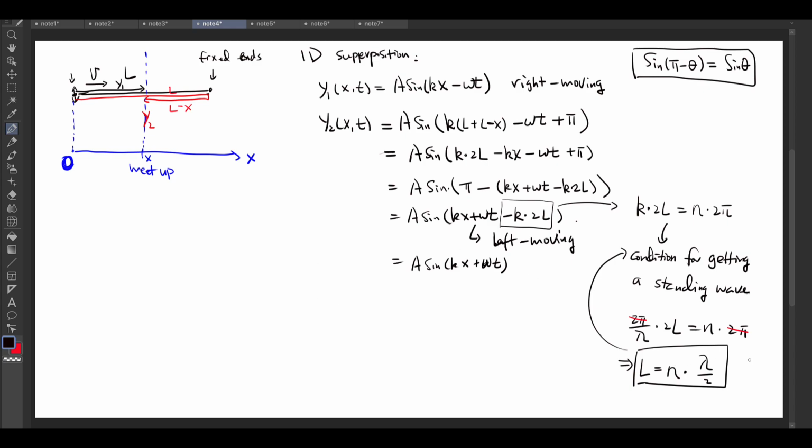Okay, so let's keep that in mind. And then later on, we'll revisit this relation here. Okay, so now to summarize, we have the summation of these two waves, y1 and y2, and y1 is right moving, and y2 is left moving. Okay, and then we meet up at a certain location x. And then let's see what kind of superposition we get here.